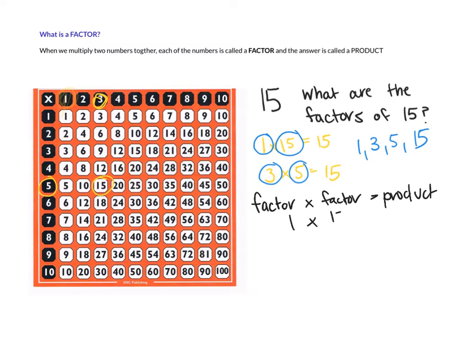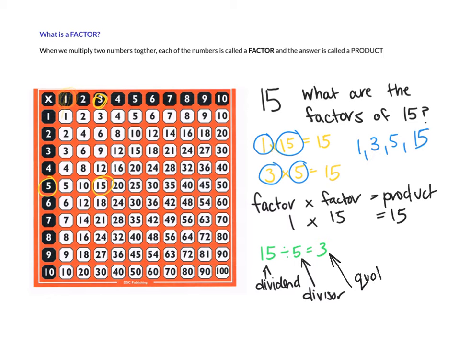1 times 15 equals 15. In the equation, 15 divided by 5 equals 3, we have the dividend and the divisor and the quotient.